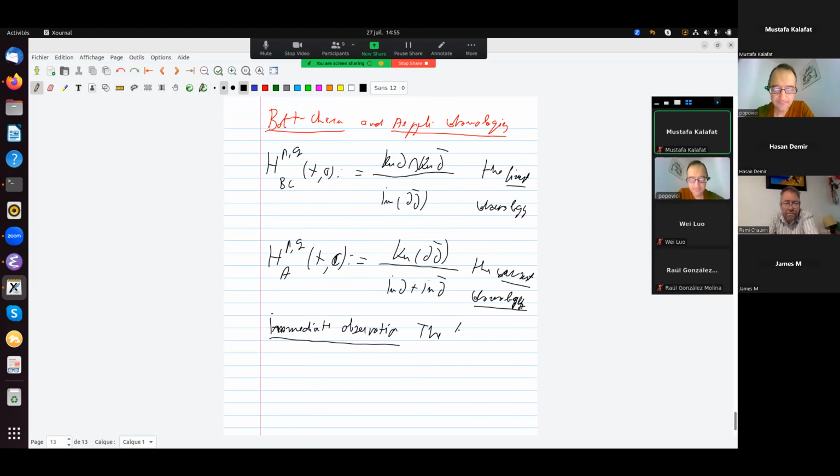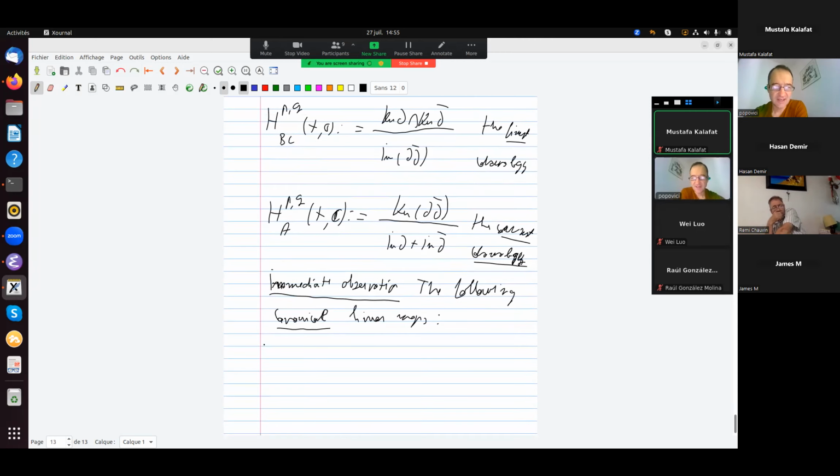So let me write this. The following canonical linear maps. Canonical means that they only depend on the complex structure of the manifold. They don't depend on any other thing like metrics. Now I'm going to show that they're well defined. So again, they're induced by the identity. So let's see, from Bott-Chern, H^{p,q}_BC, to H^{p,q} Dolbeault, so H^{p,q}_∂̄, to H^{p,q} Aeppli.